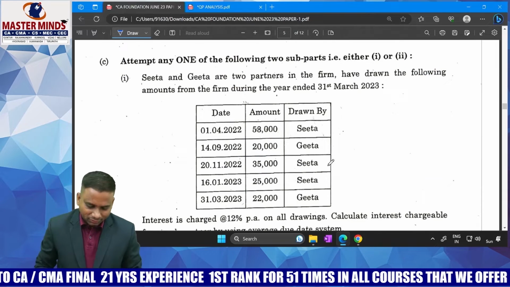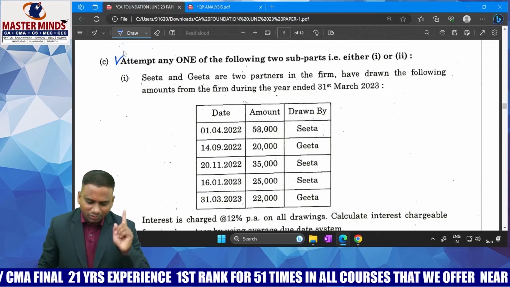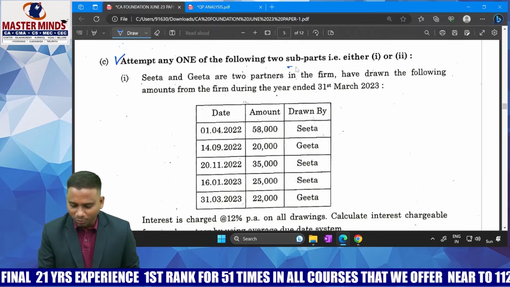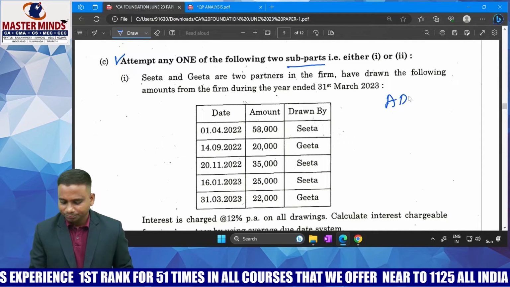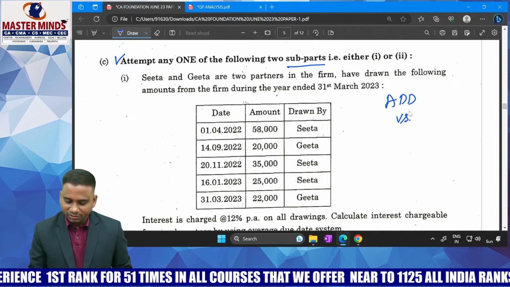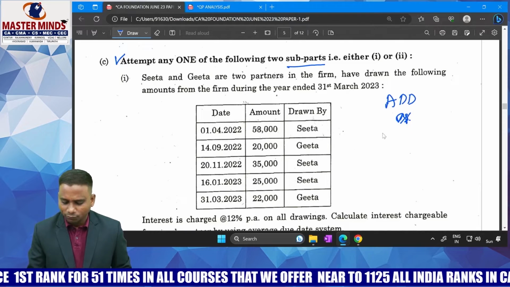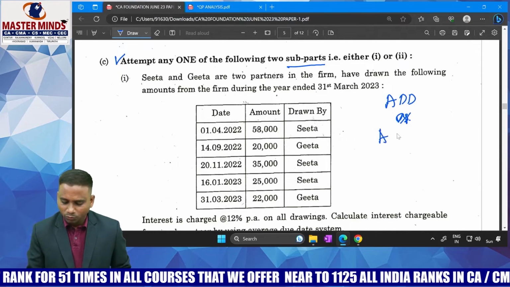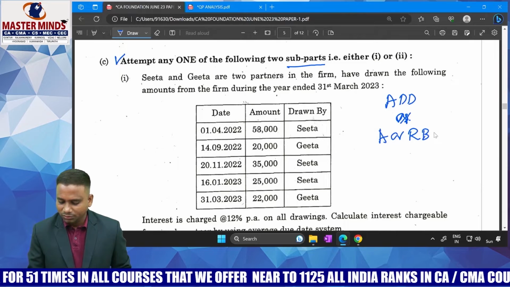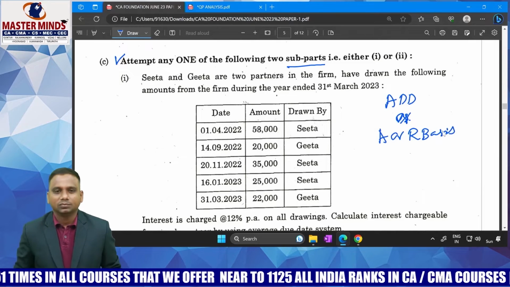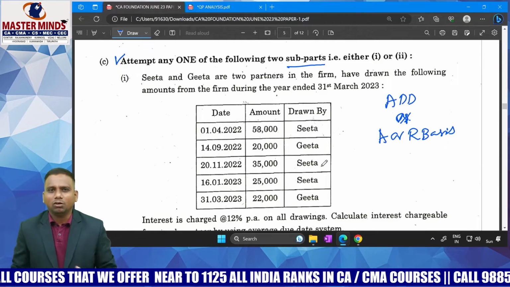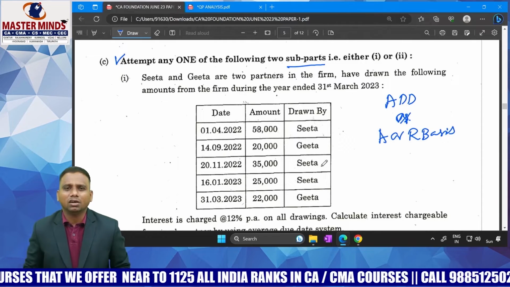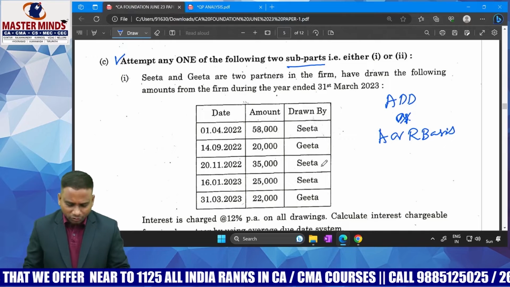Next question, look at. See, attempt any one of the following two subparts. Here we have a choice between what? Average due date versus sale of goods on approval or sale or return basis. Yes or no? Now look at. So the average due date concept we can apply in various situations. Which type of situation is it?